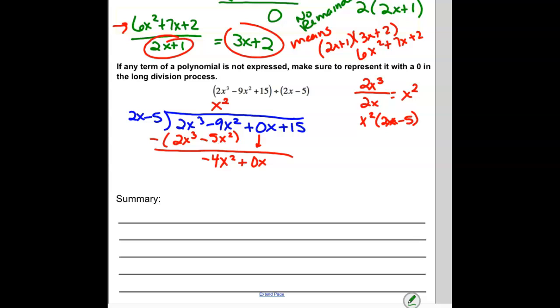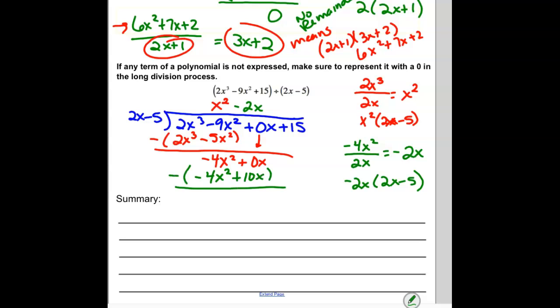We're going to repeat our process. So negative 4x squared, first term, divided by first term, we end up with negative 2x. That goes up on top. And then we're going to multiply that negative 2x times our whole divisor. So we have negative 4x squared and a positive 10x. And then we subtract all of that. So again, our first column is going to drop out. We have 0 minus 10 puts us at negative 10 for our x's, and then we're going to bring down our 15.